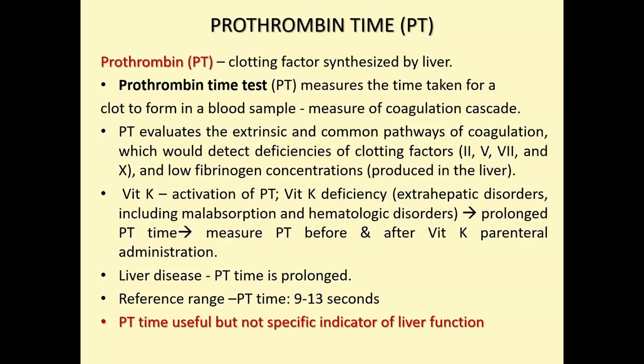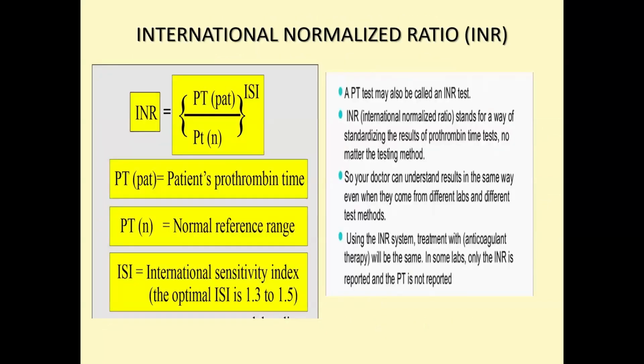In liver disease, prothrombin time is prolonged. The reference range is about 9 to 13 seconds or up to 20 seconds also. The values change depending on the laboratory. It's not a specific indicator of liver function. It is useful, but not specific, because many other things have to be ruled out before you say it's because of the liver, as those things will hinder liver function.